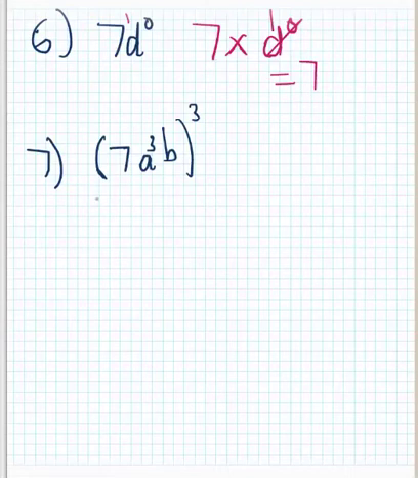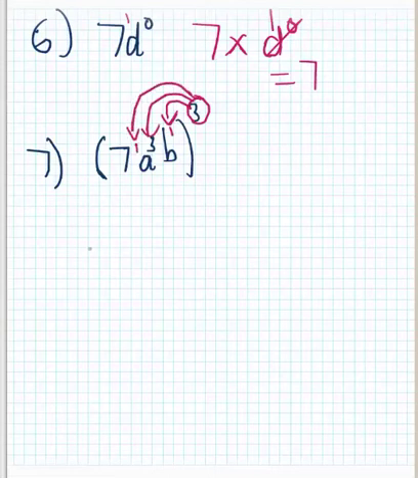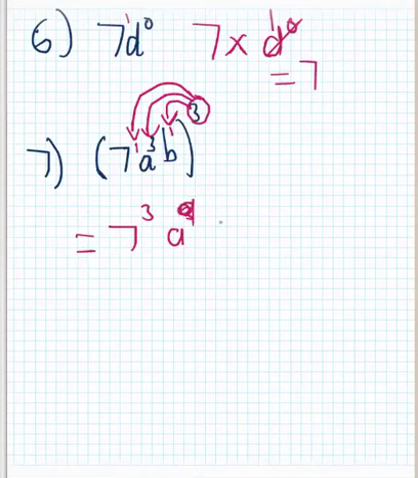All right, so next question. We once again have a brackets and a power, so everything is multiplied by that power 3. There's a 1 there, times the 3 by 3, and also the 7 has a power 1. So we end up with 7 to the power of 3, a to the power of 3, 3 times 3 is 9, a to the power of 9, and b to the power of 3.